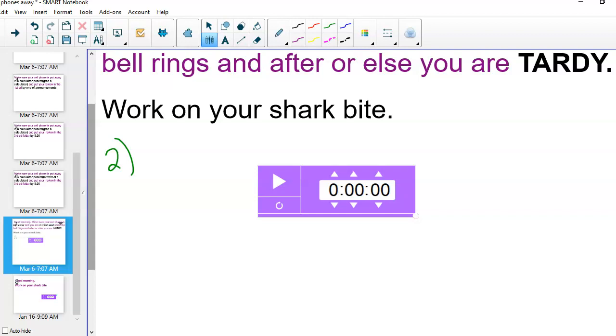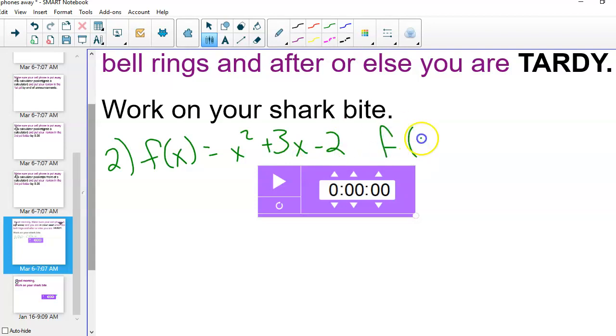Alright, for number 2, it said this. f of x equals x squared plus 3x minus 2. Find f of negative 1/3. So we need to put this into a variable. What variable is it going into? x. So every time I see an x, I'm going to put this in, and except for your term that's squared, it needs to go in parentheses.